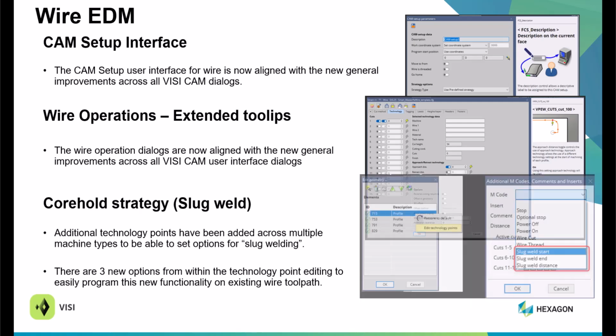This allows you to basically add slug welding options within your different features. There are 3 new options to be able to do this. You've got slug weld on start, slug weld on end, and slug weld distance. We'll show that in a video here later.